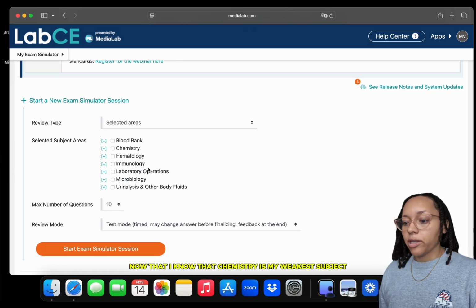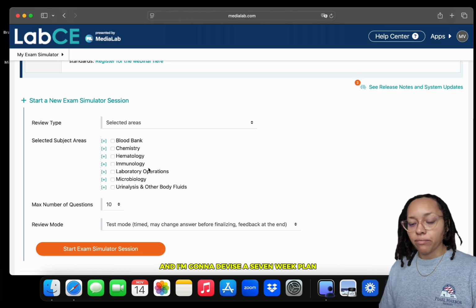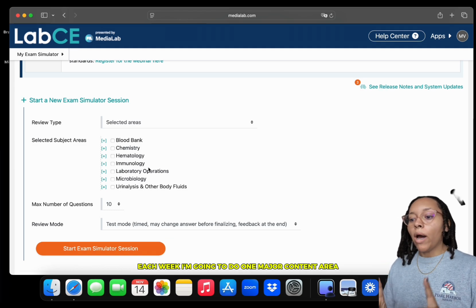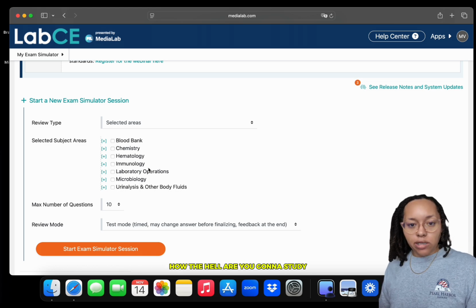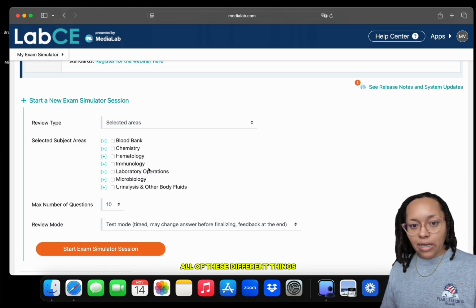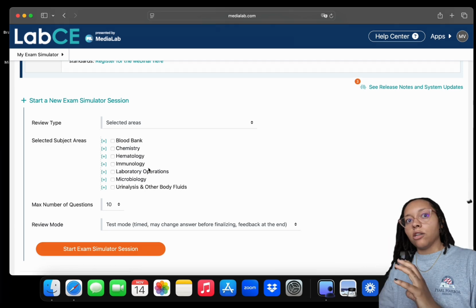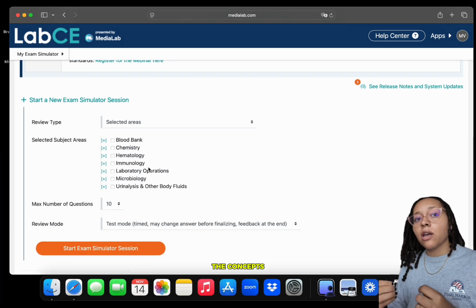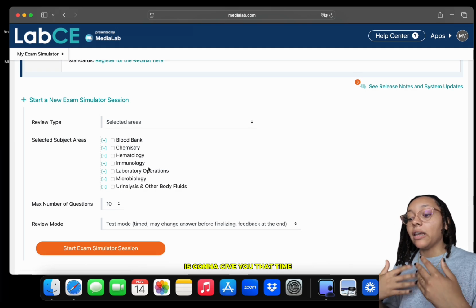Now that I know that chemistry is my weakest subject, I'm going to start there and devise a 7-week plan. Each week, I'm going to do one major content area. Why? Because how are you going to study all of these different things and not give yourself a chance to really understand and interconnect the departments, the concepts, the way in which they're asking questions? Breaking it down section by section is going to give you that time.